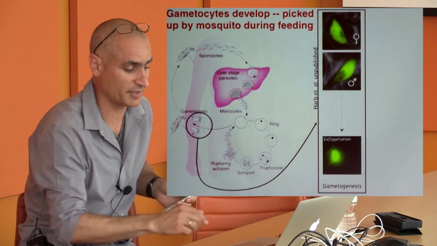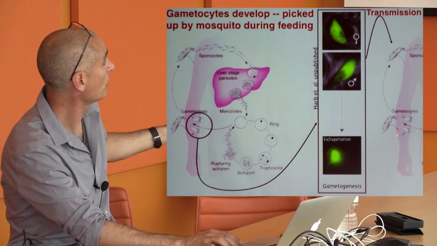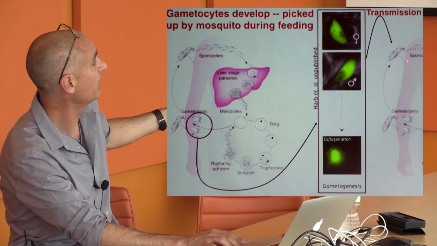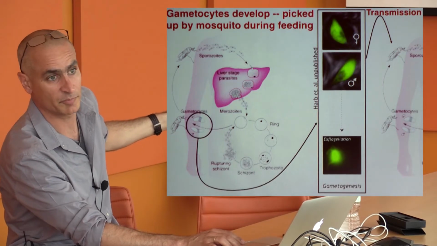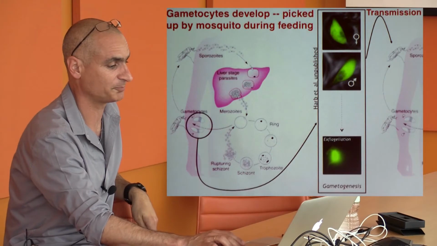And so that's actually a very interesting and new discovery, which will probably lead to some new drugs. So we have female and male gametocytes, and those ultimately will then be picked up by a mosquito, and then the mosquito life cycle goes on, and you have reinfection of humans.